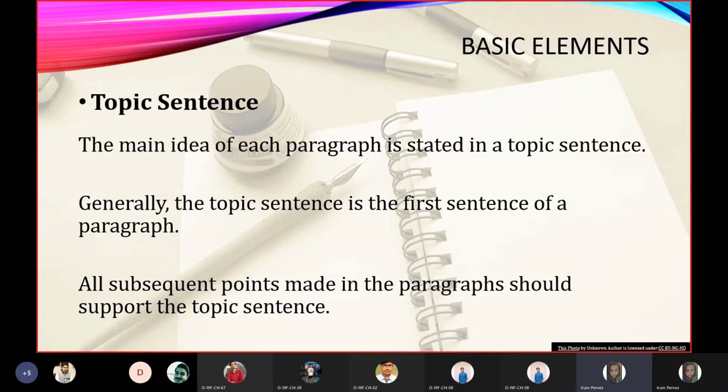All subsequent points made in the paragraph should support the topic sentence. If you are talking about advantages in the topic sentence, all the points in the rest of the paragraph should talk about the advantages, not the disadvantages. If you are describing something, for example writing on my best friend, then the rest of the sentences should be about the qualities of your best friend, not about anybody else's best friend or your siblings or your parents. Definitely, it needs to have a connection.